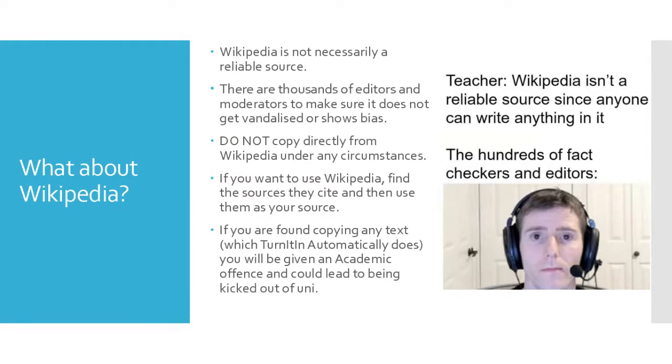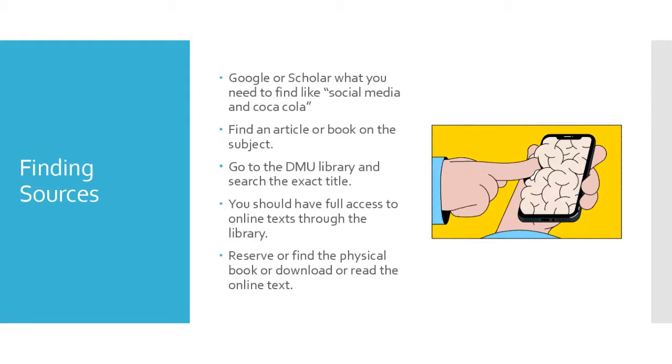That's all I'm asking. So again, finding sources, I've just done that. In summary, find something that you need, such as social media and Coca-Cola, find an article or book on the subject, go to DMU and search for the exact title. You should have access to the full online text. If you don't, you can read the abstract if it gives you a feel for it, but you shouldn't be making any definitive statements based off of just an abstract alone. You can reserve the physical copy, or you can download the text or read it online. It's up to you.